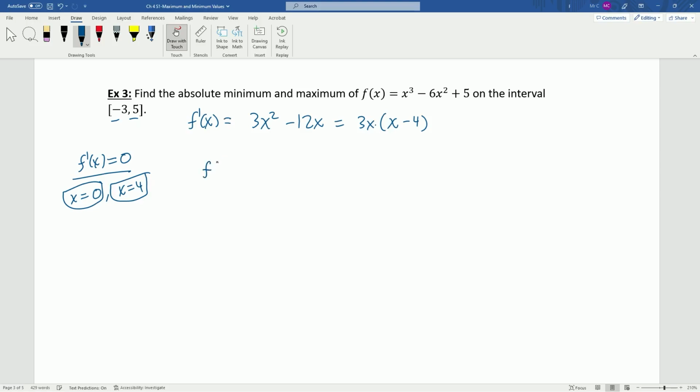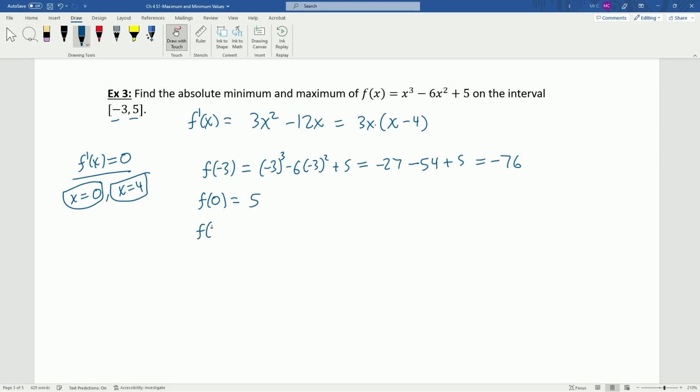So let's evaluate f at -3. So we get -3 cubed minus 6 times -3 squared plus 5. -3 cubed is -27. This is going to be -6 times 9. That's -54 plus 5. This is -81 plus 5. That's going to be -76. Okay, so the next x value is 0. And f of 0 is easy. Plug in 0, you get 5.